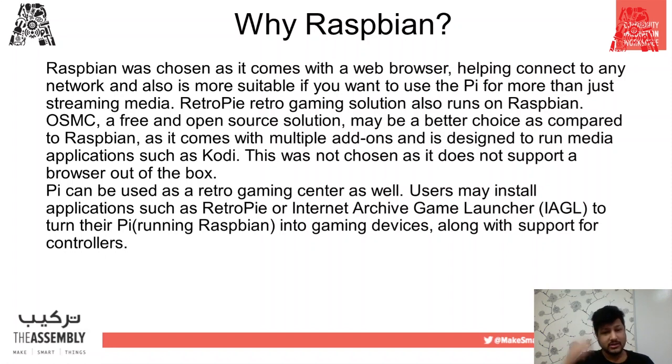Also, if you want to install any other sort of applications, such as RetroPie that I have given here as an example, which is usually used for retro gaming, you can install different emulators, like Game Boy Advance, and so on. It's also good since Raspbian is an operating system where you can have a bunch of different applications running as well. So it's better to use Raspbian in general because it's more friendly and you get a chance to play around with different applications as well. You're not stuck with Kodi.